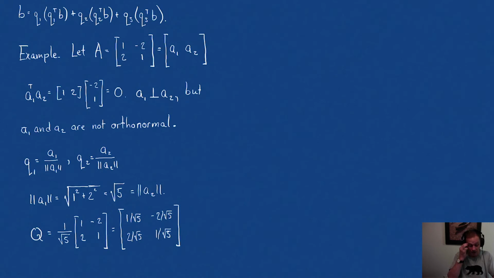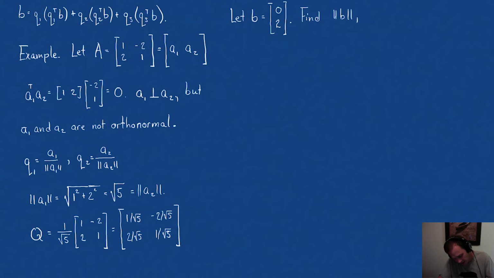Okay, now let's do this. Let's just take some vector and let's multiply it. So let's try this. Let b equal the vector 0, 2. B is the vector 0, 2. So what I want to do is find a couple things. Let's find the length of b. And then we're going to find a times, we don't want b to be 0. We want x, sorry, not b.